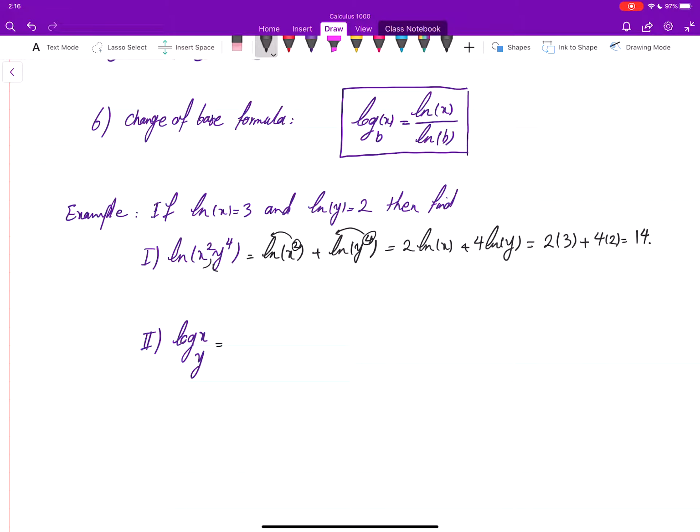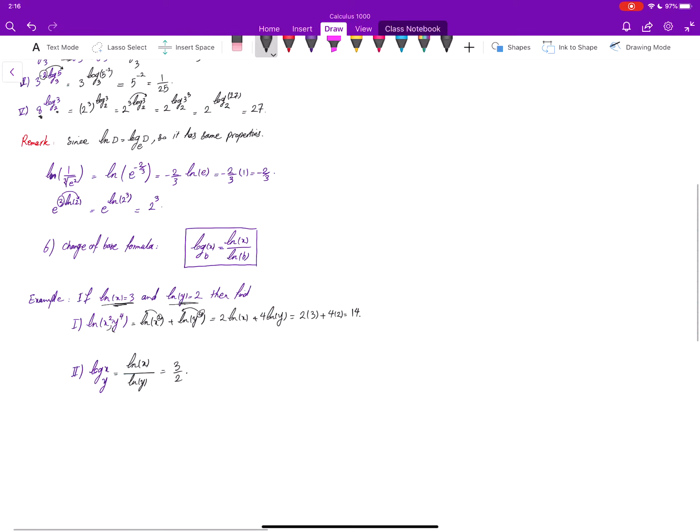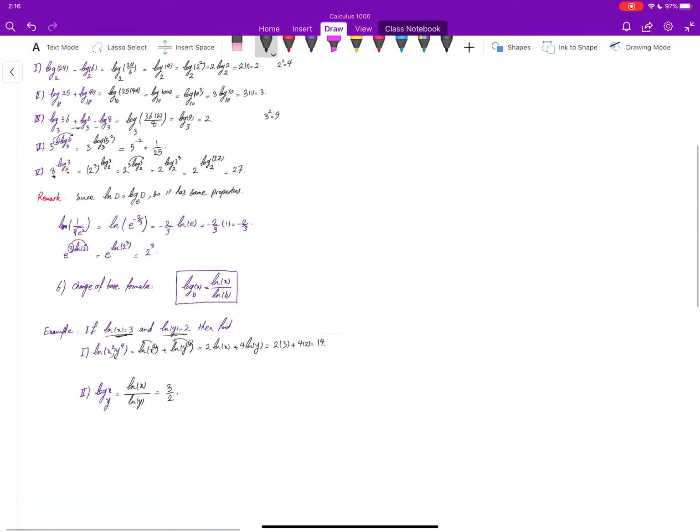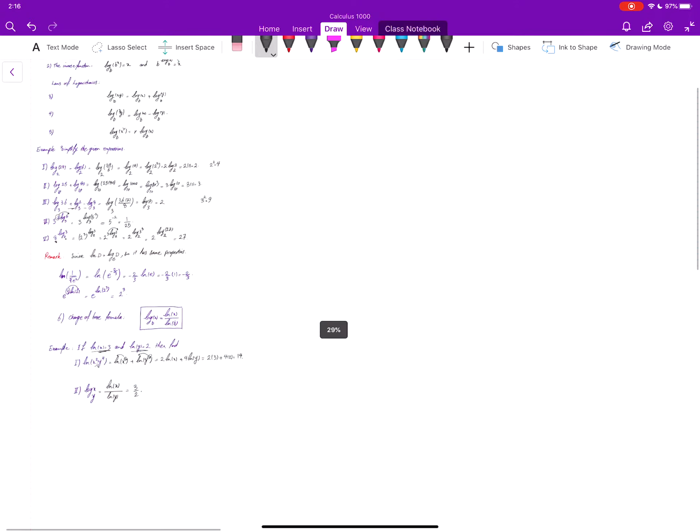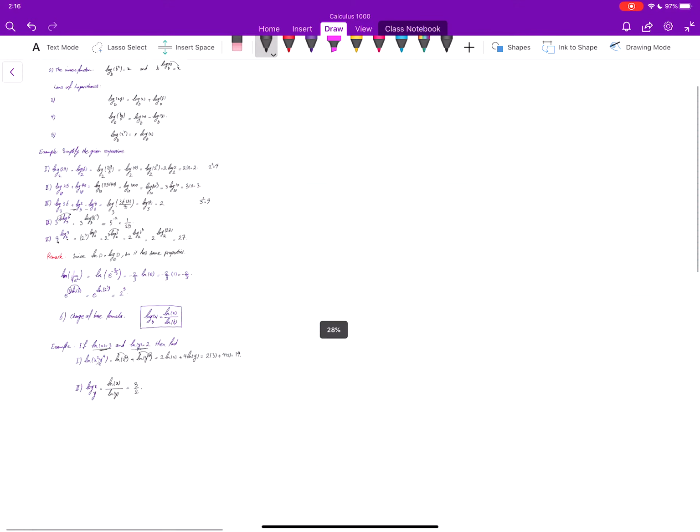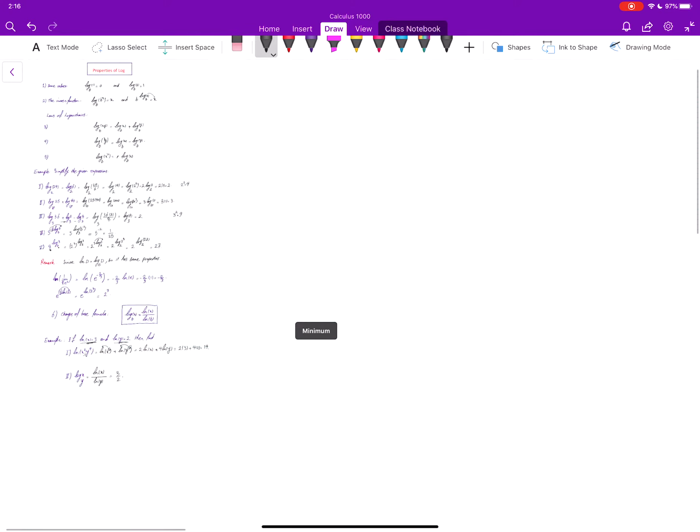How about log of x base y? Well, we only know what ln of x and ln of y are. And the change of base formula says that just divide ln of x by ln of y. You have found log of x base y. And that, in this case, is 3 over 2. Well, that's what we wanted to learn about the properties of log. The last 4 properties, the laws of logarithms and the change of base formula, are the main formulas for us in this video.